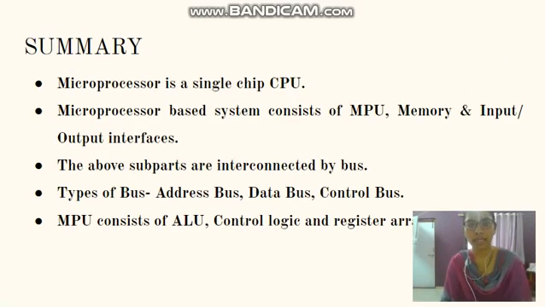So, summary of the entire lecture: we have seen that microprocessor is a single chip CPU. The microprocessor based system consists of microprocessor unit, memory and input and output interfaces. All these subparts of a microprocessor based system are interconnected by bus. There are basically three types of buses: address bus, data bus, and control bus. Within the microprocessor unit, we have ALU, that is arithmetic and logic unit, control logic, and register arrays.